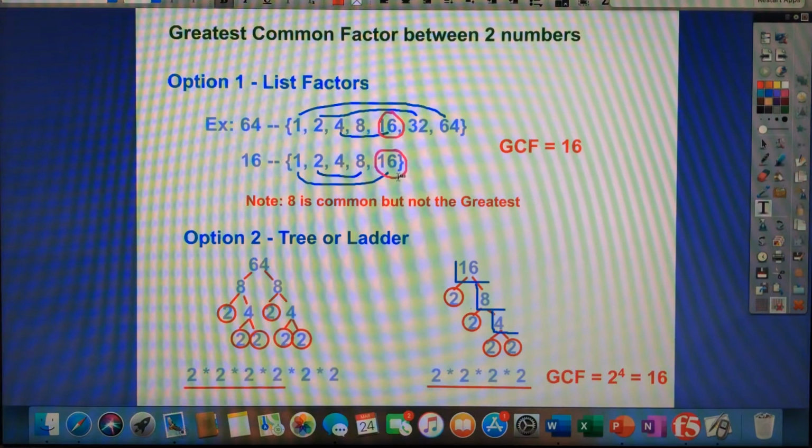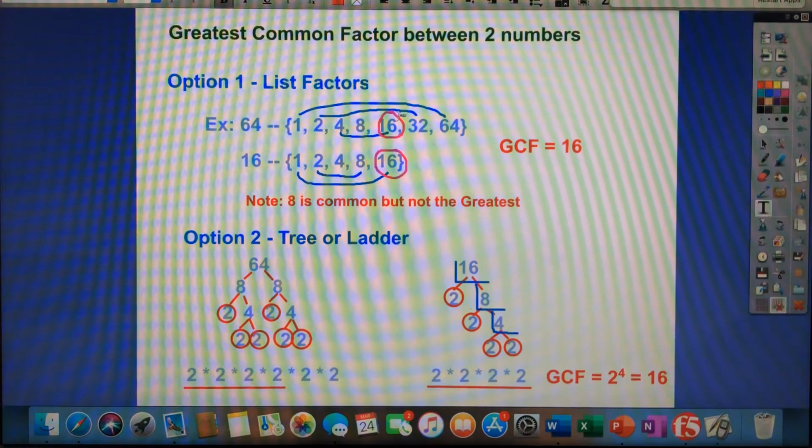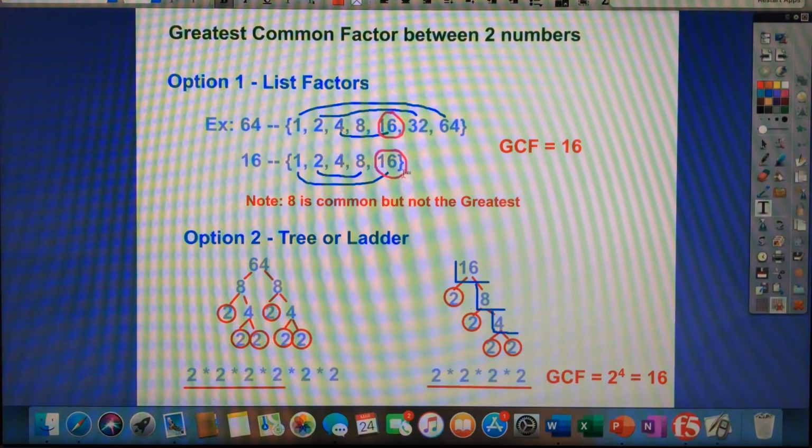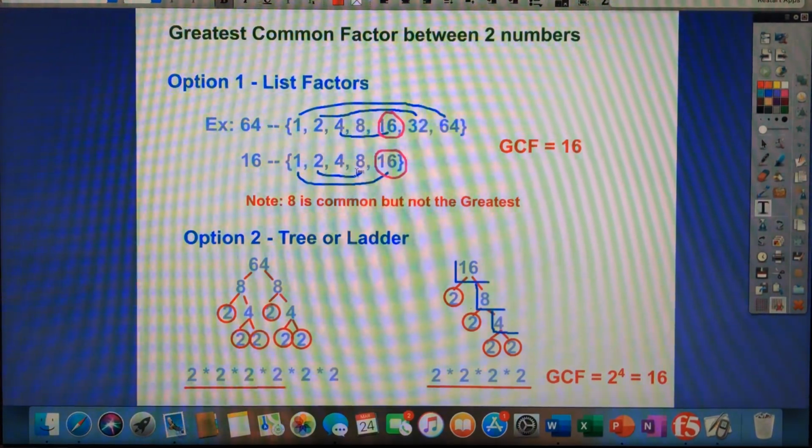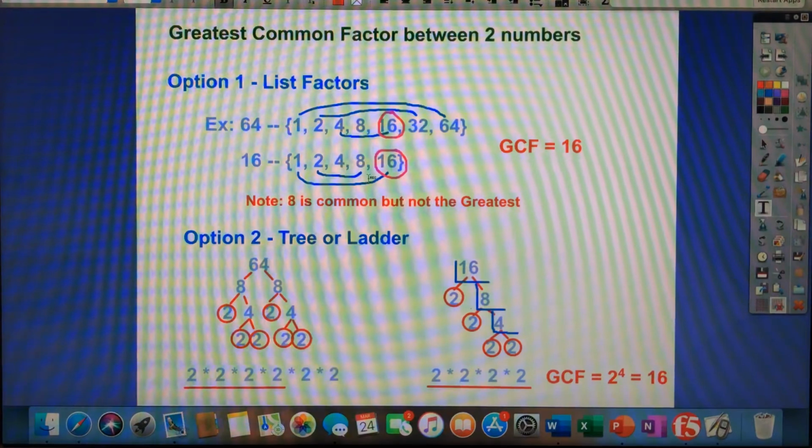Now I'm looking for the number that is in common and the largest. 8 is common, but it is not the greatest. 16 is my greatest common factor.